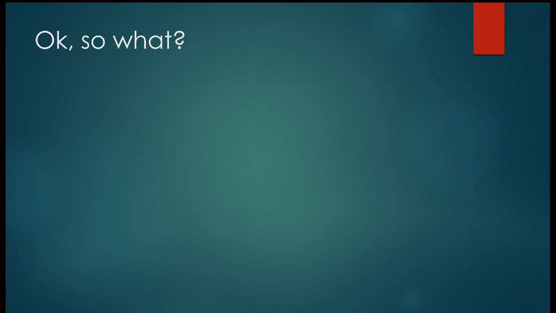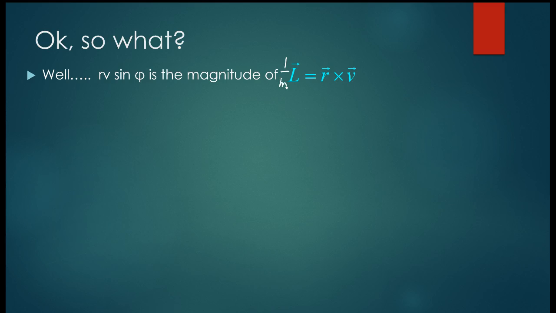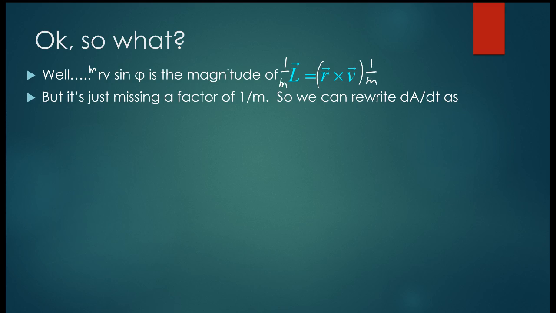Well, what do we do with this? First of all, we note that r v sine phi is basically 1/m times the angular momentum, because that's r cross v times 1/m. So we were just missing an m here, so if we factor that out, then we can do something with this. So we rewrite dA/dt as 1/m, the magnitude of r cross mv, which is equal to L over 2m.